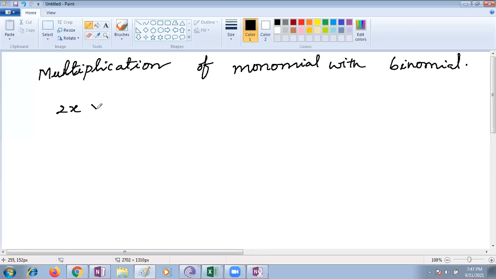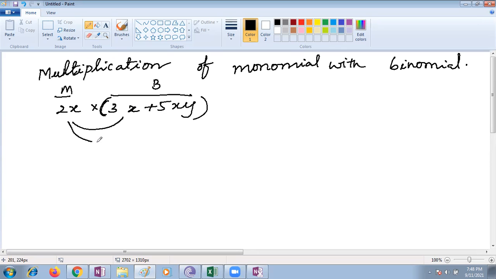Another expression I'm taking, I want to multiply with the binomial. Let me take a binomial as 3x and 5xy. Is it a binomial? This is monomial. This is binomial. I want to multiply. What should I do, children? Ma'am, first we should use the distributive property. 2x into 3x plus 2x into 5xy.